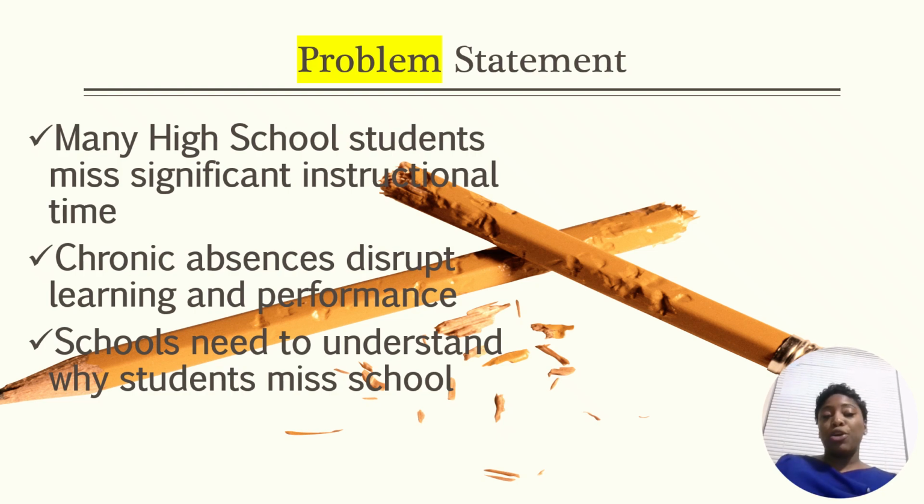Again, chronic absence disrupts learning and performance. It does. When students are absent, it messes up their behavior. When they come back, they're a totally different person. They're disengaged. And schools need to better understand why kids miss school.